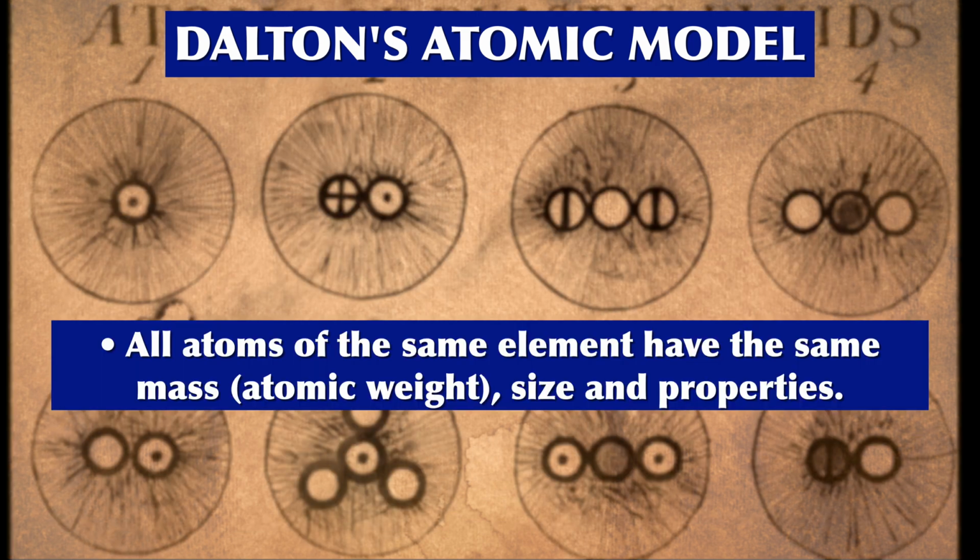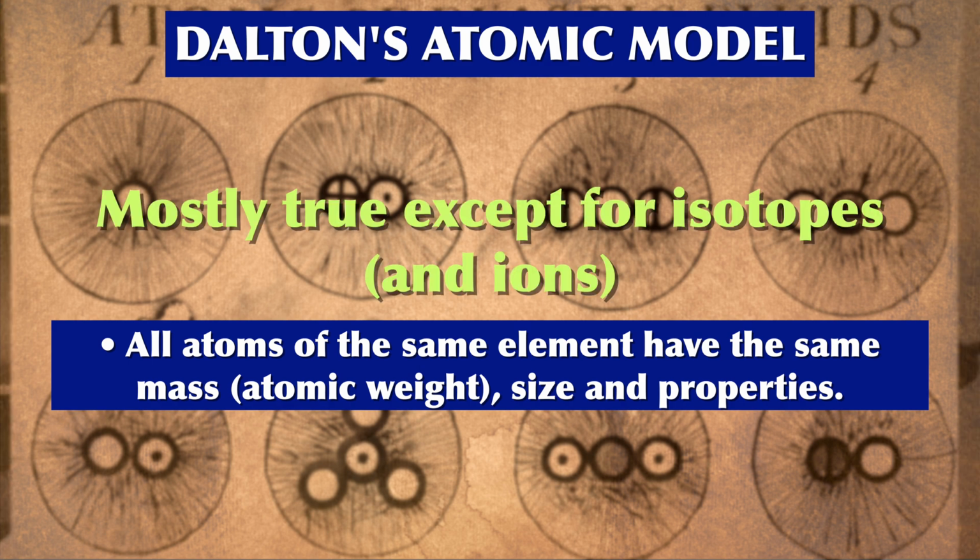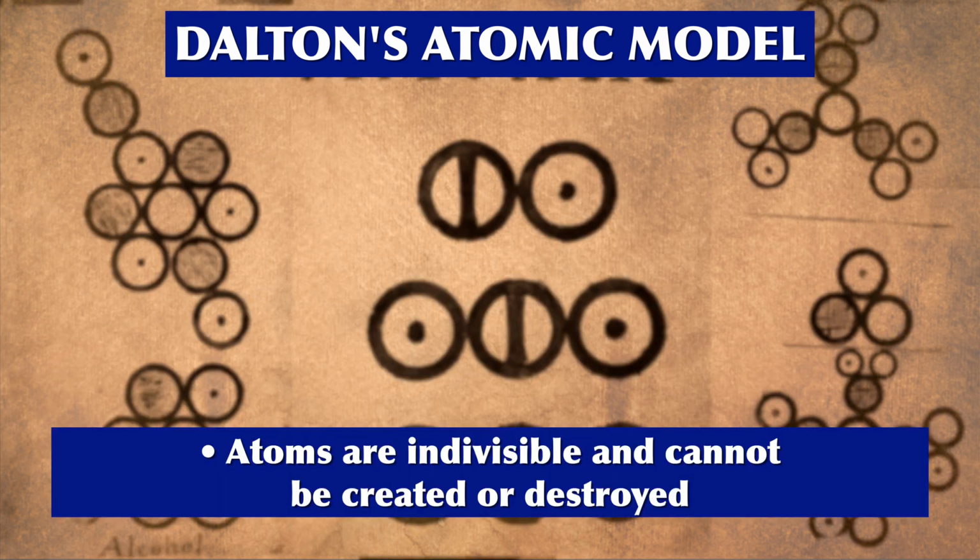All atoms of the same element have the same mass, the atomic weight, same size and proportions. Mostly true, but we did find there are different variants of the same element that show the same chemical behavior but different mass. These are called isotopes. And technically, ions also slightly differ in mass. Atoms are indivisible and can't be created or destroyed. With the means of 1808, that was correct. But since we have learned how to split atoms, and we have also learned that it's possible to convert mass to energy and the other way around. So we can destroy or create particles, if we have enough energy to do so.